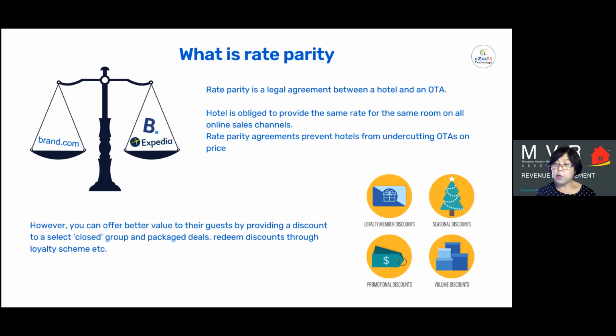You have a loyalty program. You have seasonality discounting, promotional rates, redeem discounts through vouchers and things like that. This you can do on your own direct marketing, which the OTA cannot say that you did not practice rate parity, because these are under selected closed group marketing.